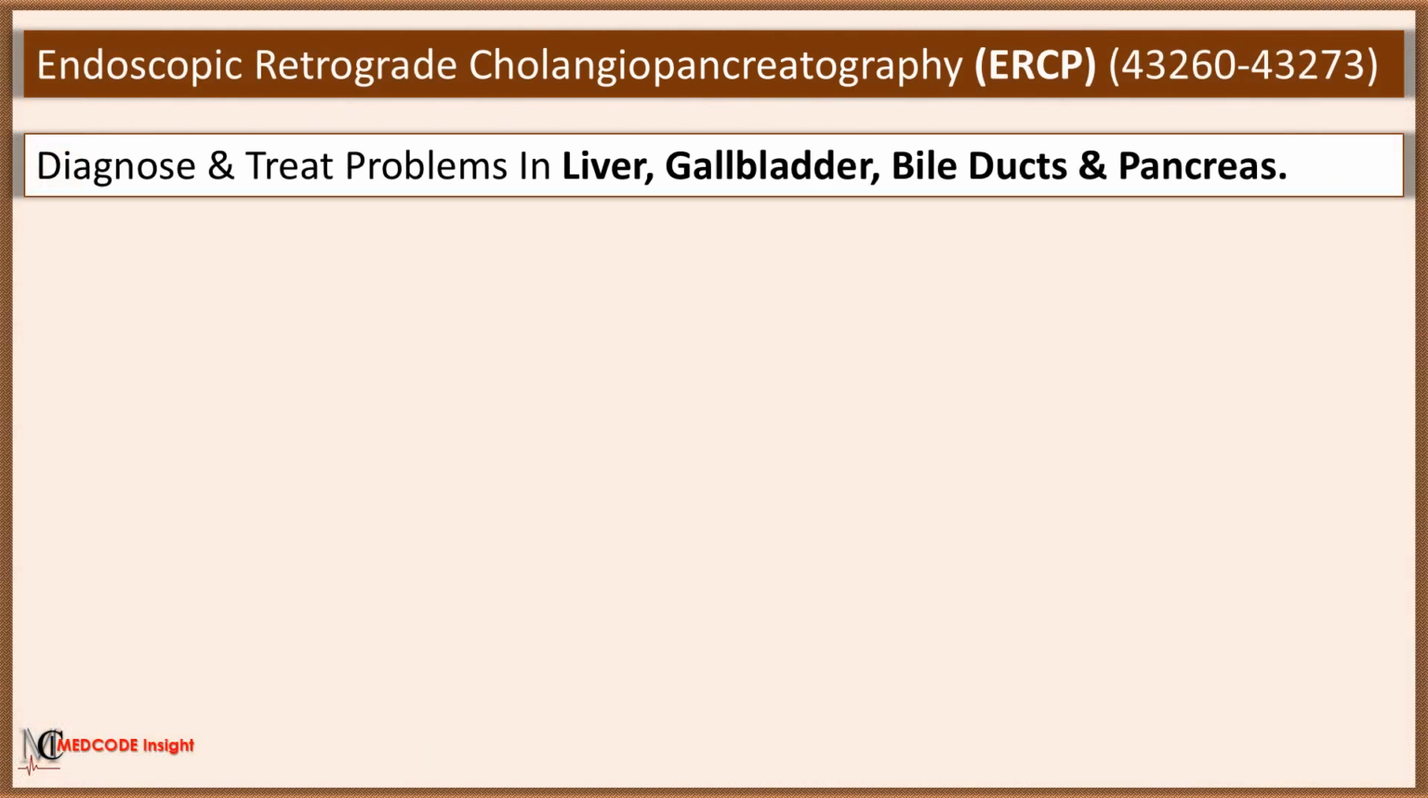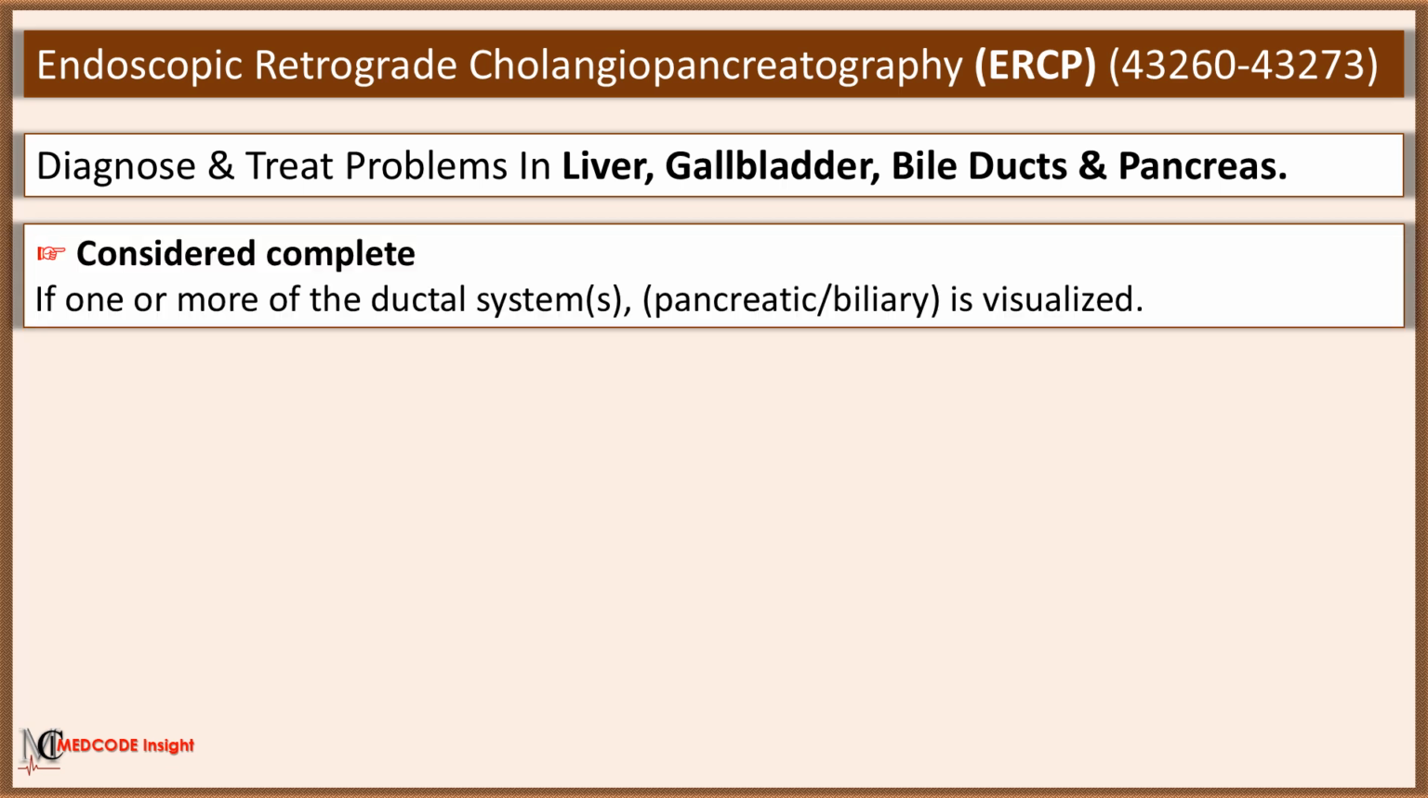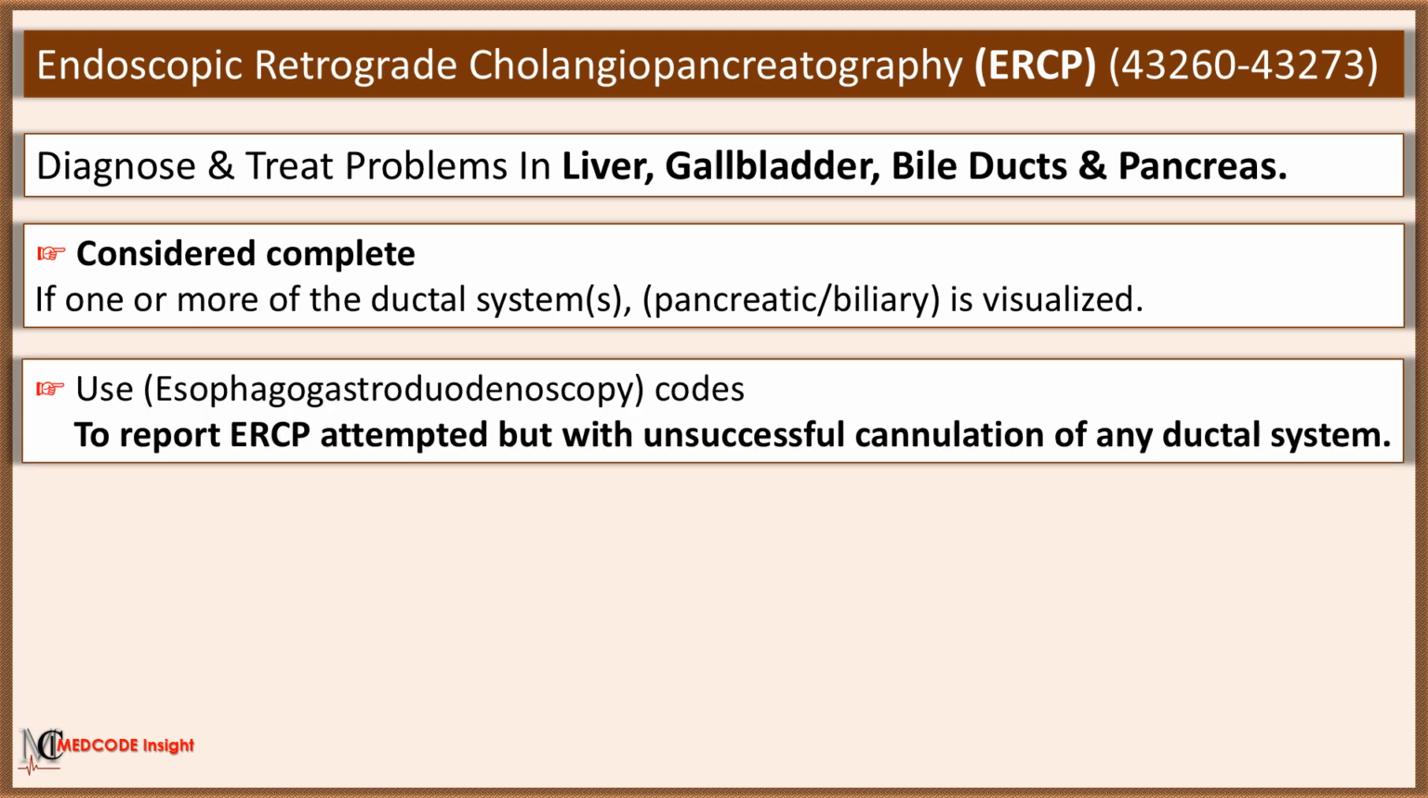Endoscopic retrograde cholangiopancreatography, or ERCP, is a procedure used to diagnose and treat problems in the liver, gallbladder, bile duct, and pancreas. The procedure is considered complete if one or more of the ductal systems, such as the pancreatic or biliary duct, are visualized. In case ERCP is attempted but cannulation of any ductal system is unsuccessful, esophagogastroduodenoscopy codes should be used to report the procedure.